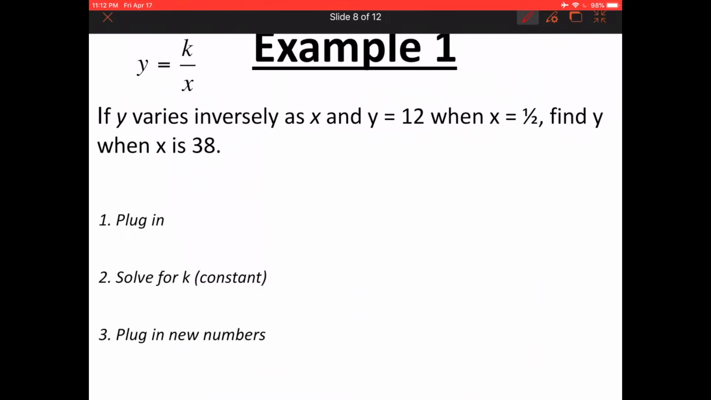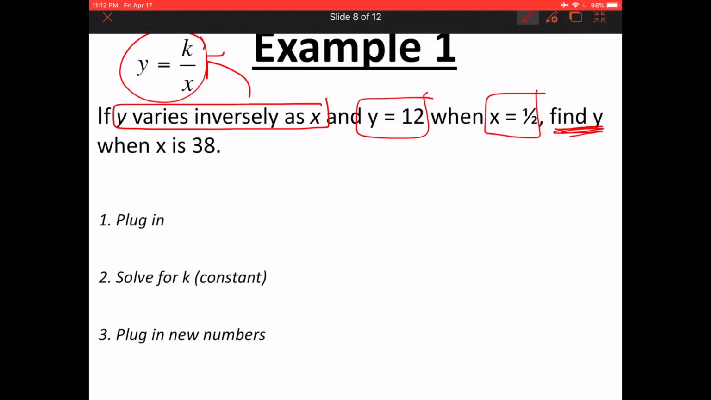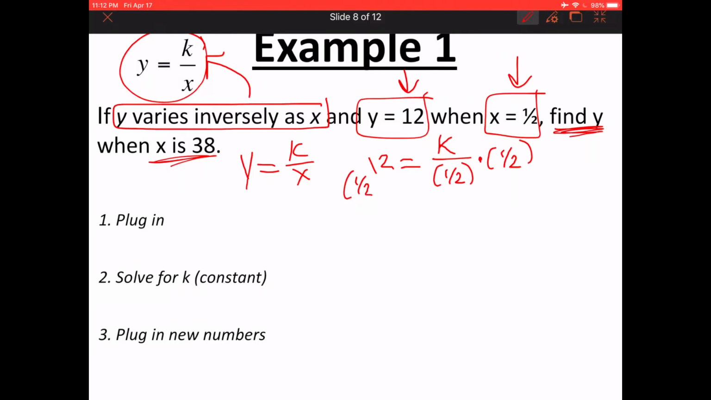All right, let's look at our second example. If y varies inversely as x, again, when you see that phrase, you should automatically be thinking, here's the equation I'm going to use. So y varies inversely as x, y is 12 when x is 1/2. Find y when x is 3/8. Let's plug in my first set of numbers. So when y equals k over x, my first set of numbers are 12 and 1/2. So instead of y, 12 equals k over 1/2. To get k alone, I'm going to multiply both sides by 1/2. On the right, they cross out, and my final answer for k is 6.